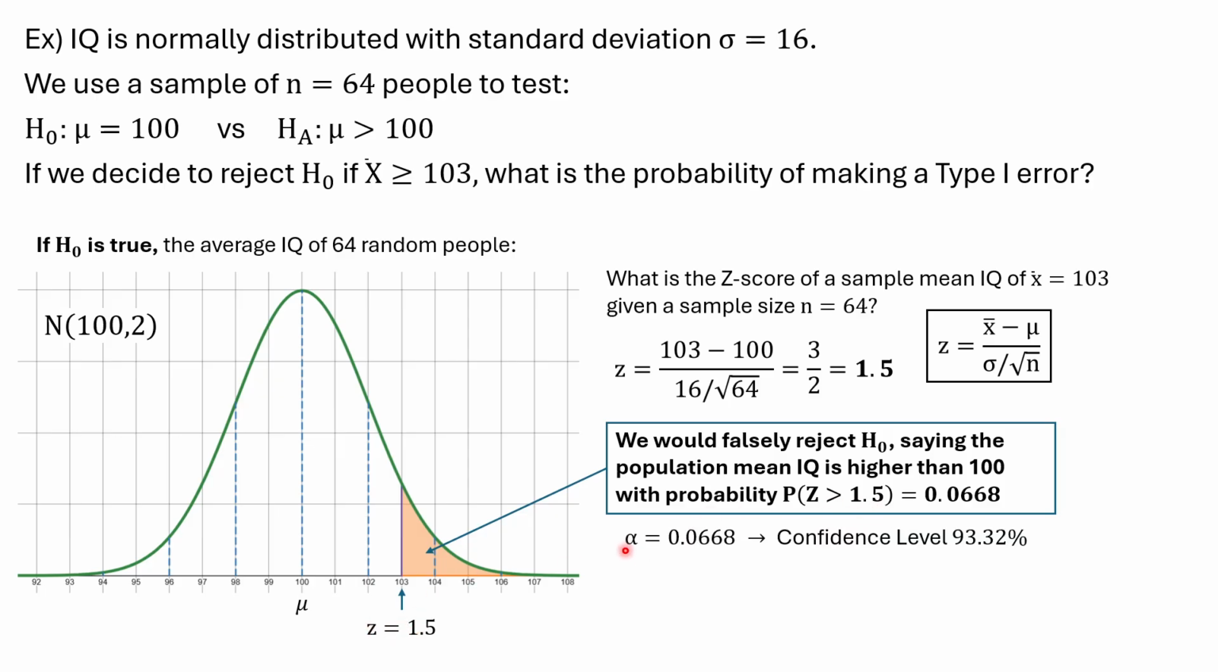So this gives us our alpha, our significance level of 0.0668 for this decision, and 1 minus that number gives us our confidence level of 93.32%.